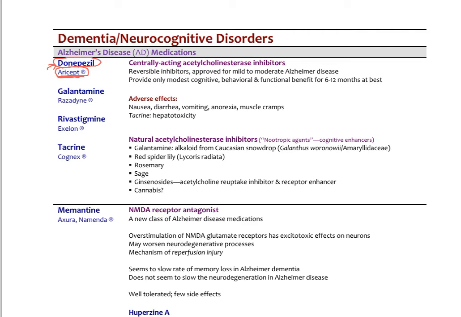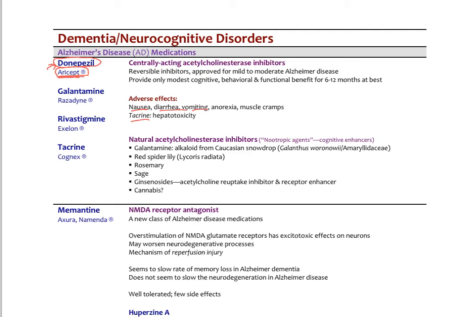Now, obviously, if you keep more acetylcholine around, these drugs also act peripherally, so that could potentially increase cholinergic effects like your parasympathetic nervous system activity. And so nausea, diarrhea, vomiting might be potential side effects there, even muscle cramps. And we know tacrine is associated with hepatotoxicity, so patients have to be followed with liver function tests. So that all raises the idea, like, are there naturally occurring acetylcholinesterase inhibitors?